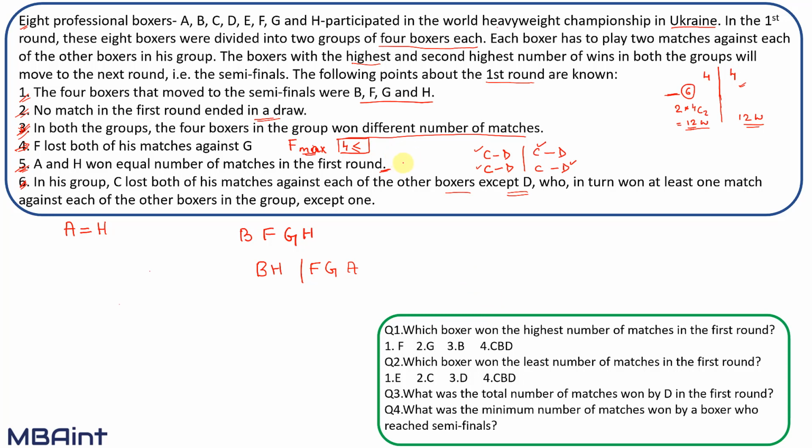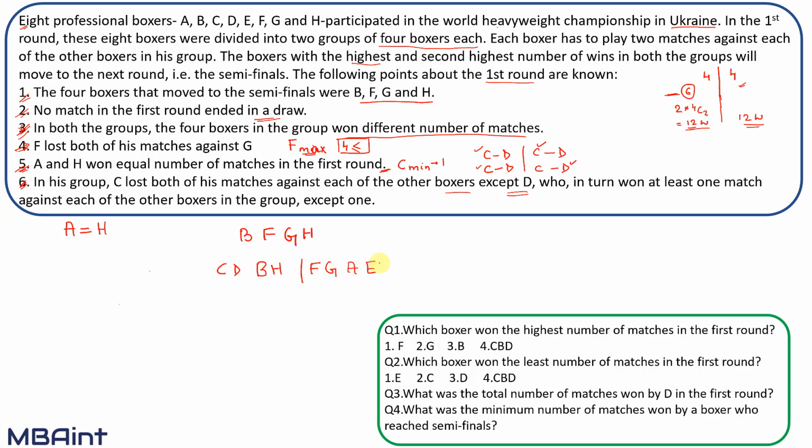So what could be the minimum win for C? C's minimum win would be 1, or maximum would be 2, right? But minimum is 1, that is for sure. Now also another point that can be made, that C and D were in the same group. Now C and D were in the same group, they can only come at this place. C and D in the same group. What is left is E. E would be over here.